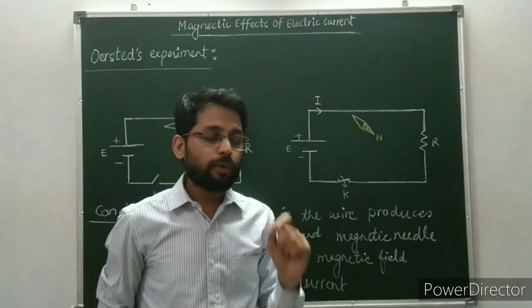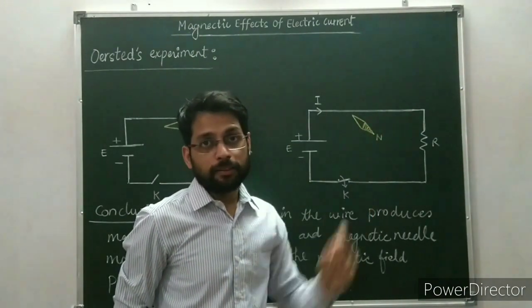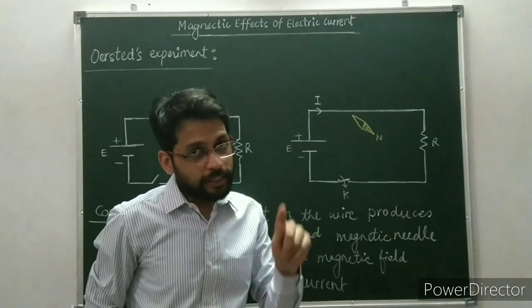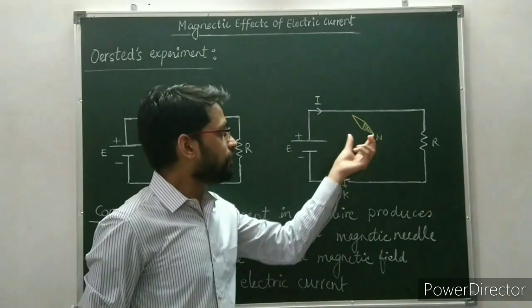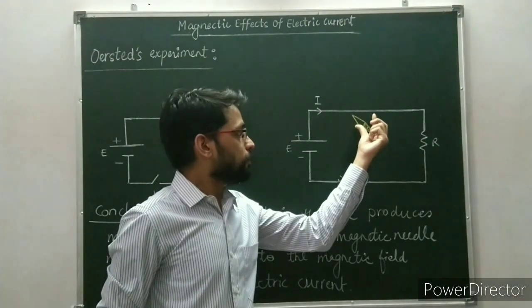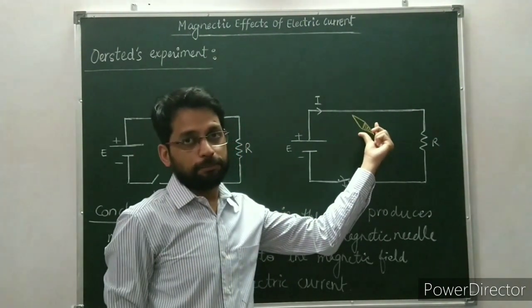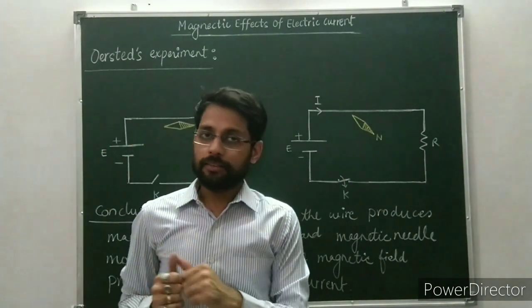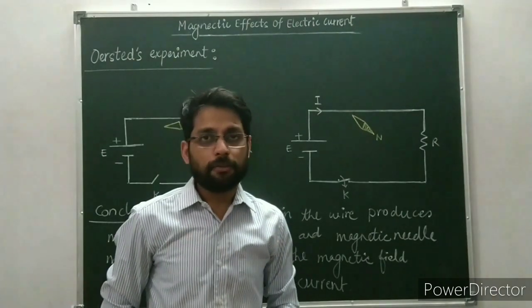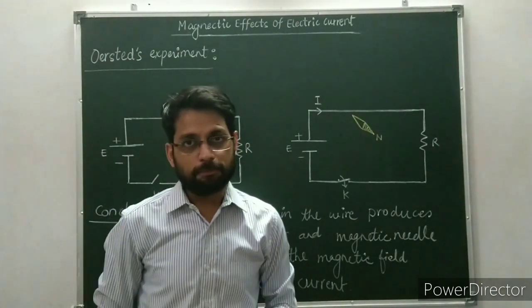So one thing is clear, that the current in a wire produces a magnetic field around the wire, and the magnetic needle responds to that magnetic field. So this is the Oersted experiment, and this is the building block of electromagnetism.